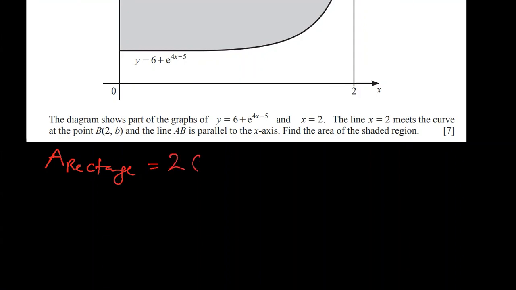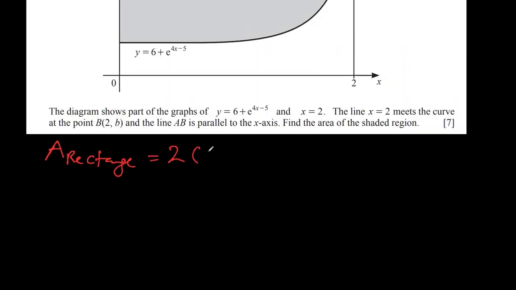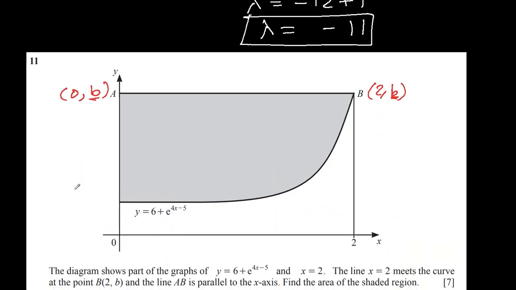And the width is b, unknown. B is unknown, right? 2b. Okay. So let's find b first so that we can evaluate this. And how can we find b? In this particular function, 6 plus 4 e to the power 4x minus 5, just put x equal to 2 and we'll get y, which is b.